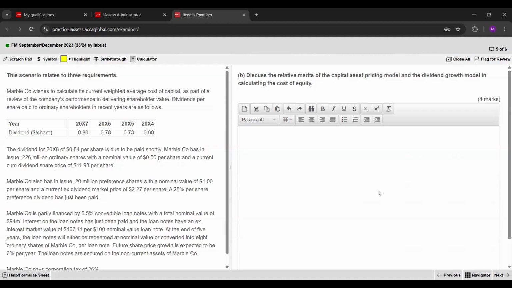Requirement B. Discuss the relative merits of the capital asset pricing model and the dividend growth model in calculating the cost of equity. 4 marks question. What do you mean by relative merits? What are they indirectly asking you? When they say relative merits, what are they indirectly asking you?